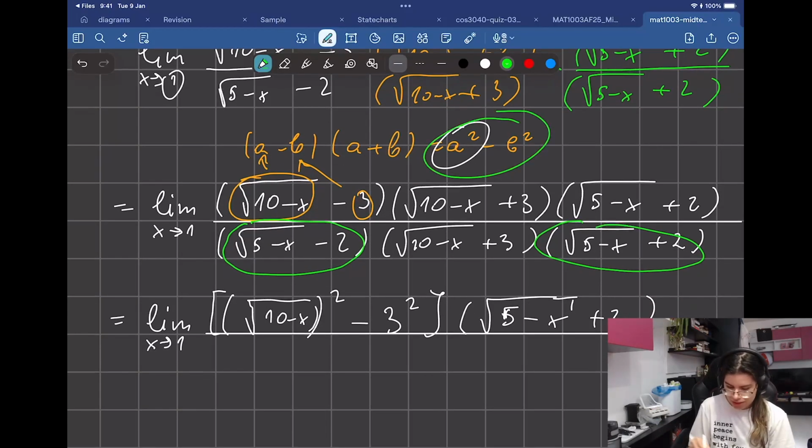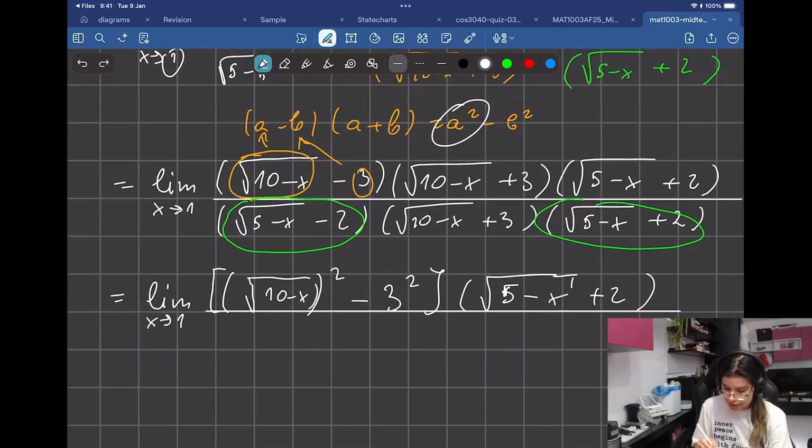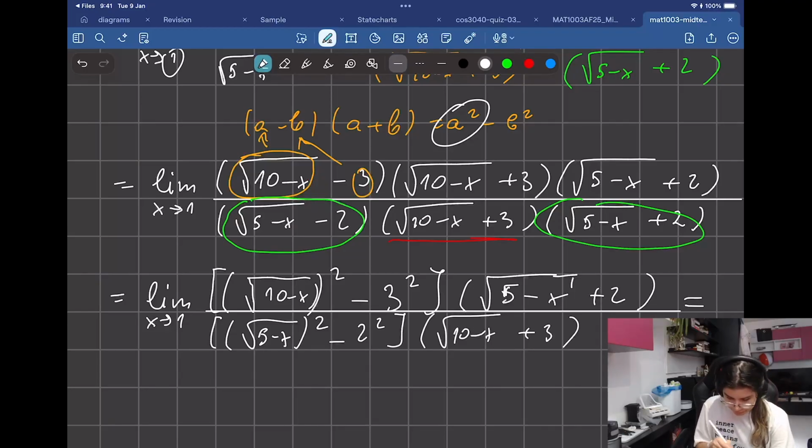I'm not going to explain it in detail because I already did for the previous one. But this is basically just going to be square root of 5 minus x squared minus 2 squared. Okay? And then that intermediate expression I just copy. So 10 minus x plus 3. All right. I keep copying the limit and I move on.